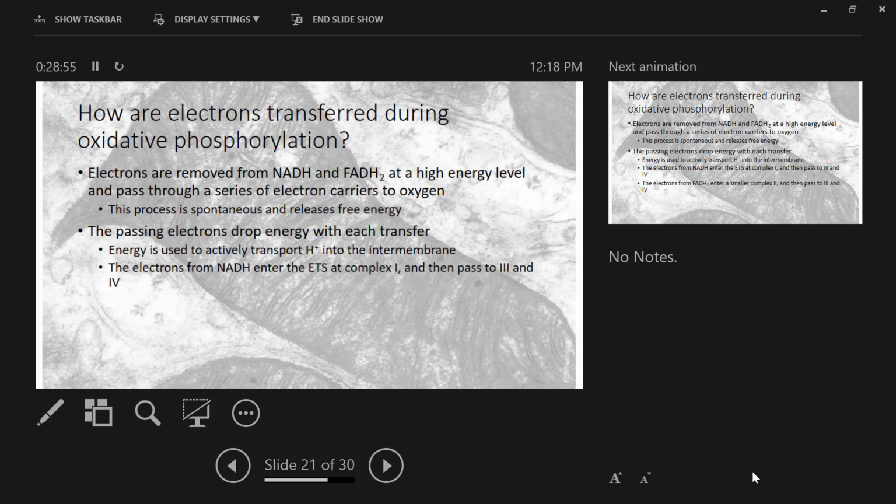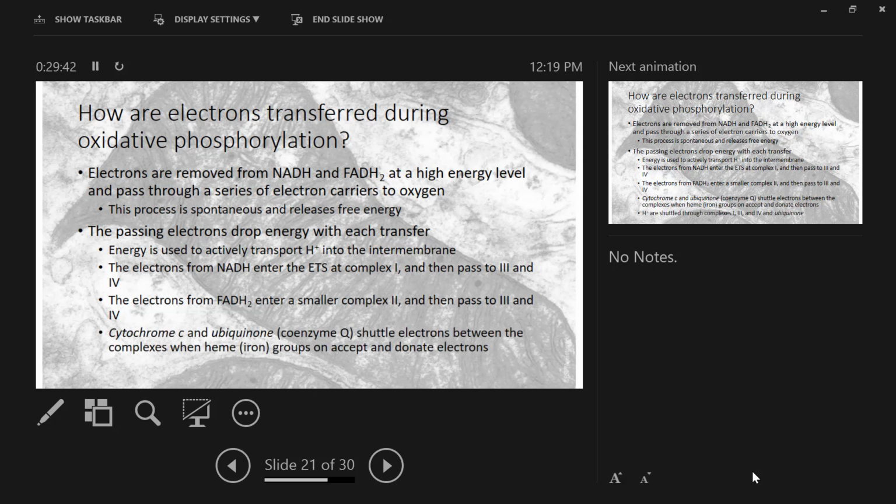Now, the electrons from NADH enter this electron transport system at complex 1. So NADH enters this system at complex 1, then passes from complex 1 to complex 3, and then from complex 3 to complex 4, and then from complex 4 to oxygen. The electrons from FADH2 enter in at complex 2. They don't enter in at the same place. Electrons from NADH come to complex 1. Electrons from FADH2 come to complex 2. And then they go from 2 to 3, from 3 to 4, from 4 to where? To oxygen. Good.